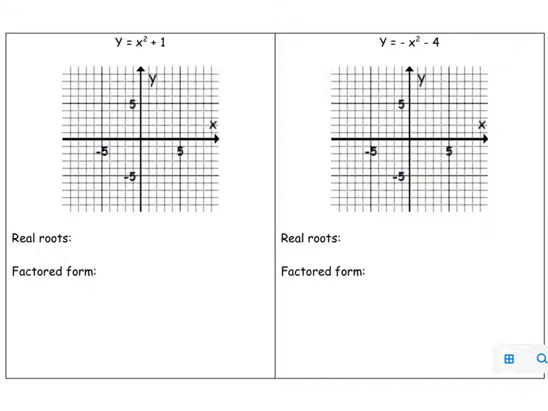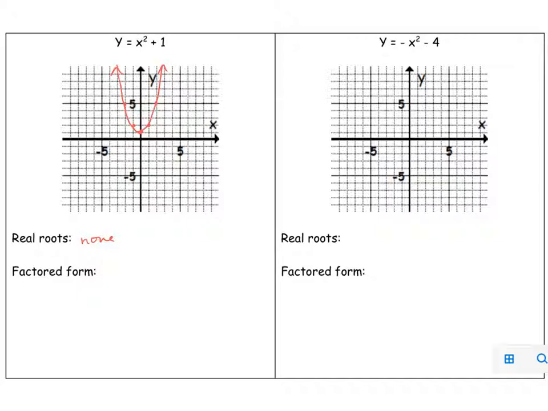Okay, so x squared plus 1. We know how to do that from way back when. This is h of 0 and k of 1. So we take that, move our parabola up 1. So we've got no real roots.